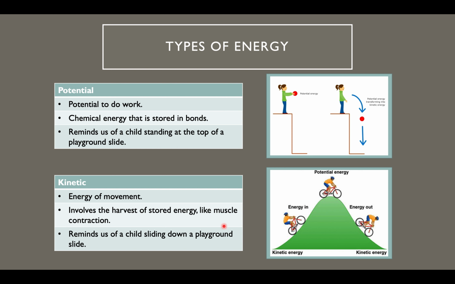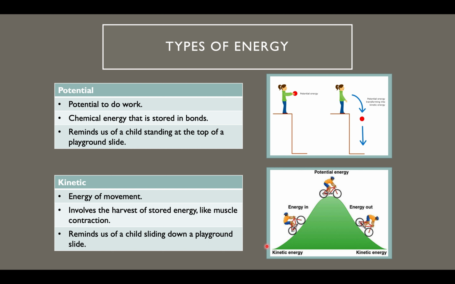So now let's talk about when this action actually takes place. That would be kinetic energy. This is the energy of movement. Keep in mind, with potential, there's chemical energy stored in bonds that's just waiting to be used. But kinetic energy is the energy of movement. It's when it's actually happening. Kinetic energy involves the harvest of stored energy, like muscle contraction, for example. And in this example, it reminds us of a child sliding down a playground slide.